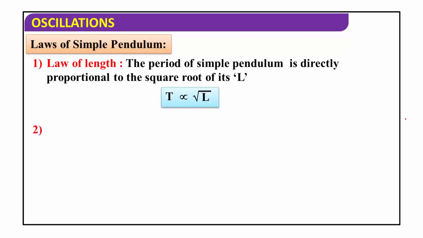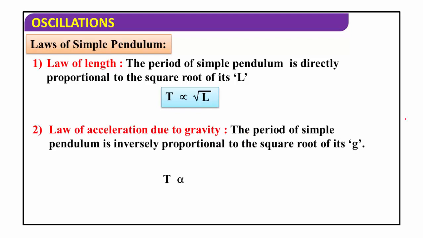And then the second law is called law of acceleration due to gravity. The time period of simple pendulum is inversely proportional to square root of its acceleration due to gravity. These are the two important laws in case of simple pendulum experiment. The first law is the time period of the simple pendulum is directly proportional to square root of its length.